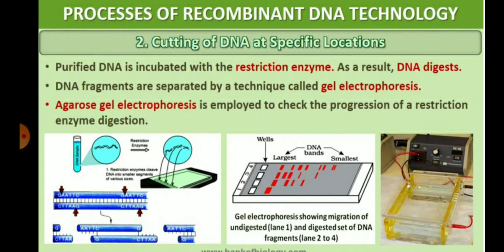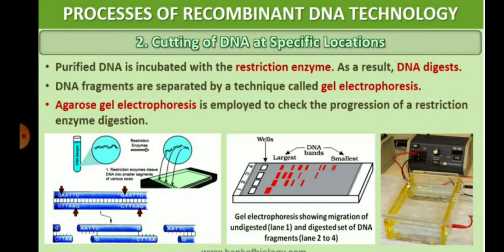So children, the second process is the cutting of the DNA at a specific location. The purified DNA is incubated with the restriction enzyme. As a result, the DNA digests and the DNA fragments are separated by a technique called gel electrophoresis. And agarose gel electrophoresis is employed to check the progression of the restriction enzyme digestion.